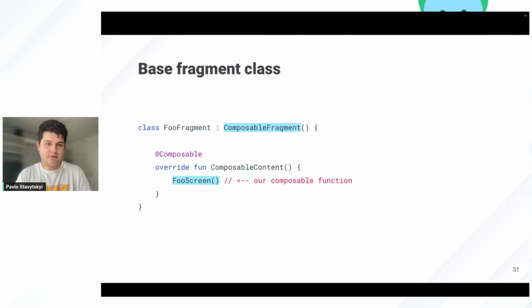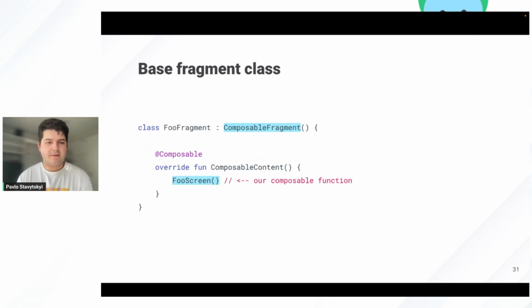But now it will be even simpler because it just extends an existing composable fragment, which is a base abstract class that has all that logic hidden, and it just exposes to you some abstract composable content where you can put a function. That's definitely much better, but the problem still remains. We have less boilerplate code, but on the other hand, we still have access to the APIs of fragments. We can still have some state and functions and stuff like that, which again is not proper Jetpack Compose.